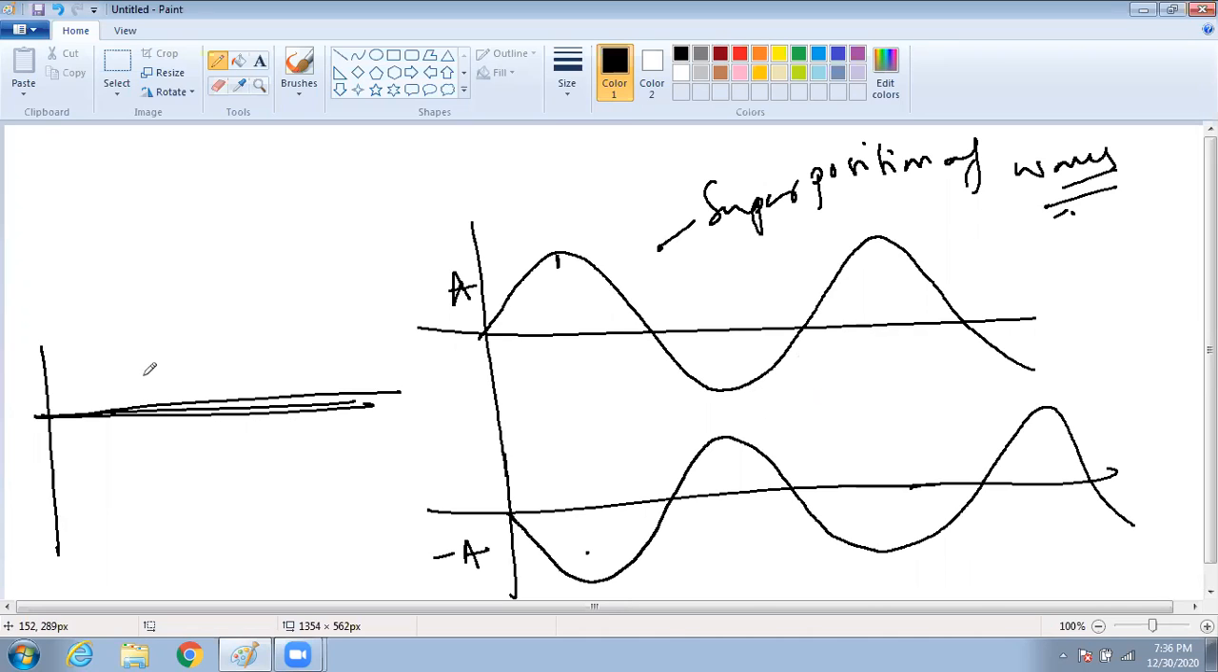But it might happen that it is completely out of phase. It might not be like this, it might be like this.